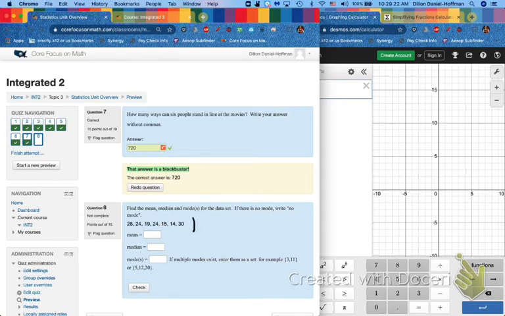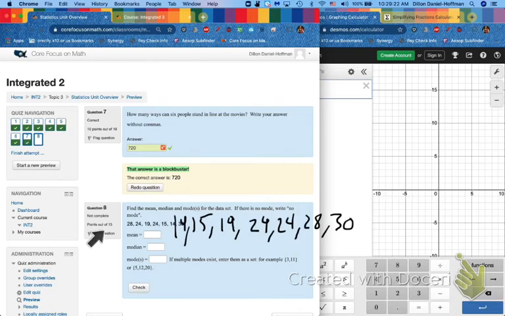So I've got 15, 19, there's a 14 I'm just now seeing, 14, 15, 19, 24, 24, 28, 30. Let me count. So I have 1, 2, 3, 4, 5, 6, 7. And I've written out 1, 2, 3, 4, 5, 6, 7. Okay, great. Let's do the median first.